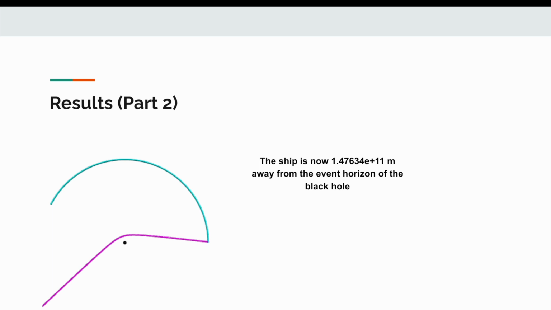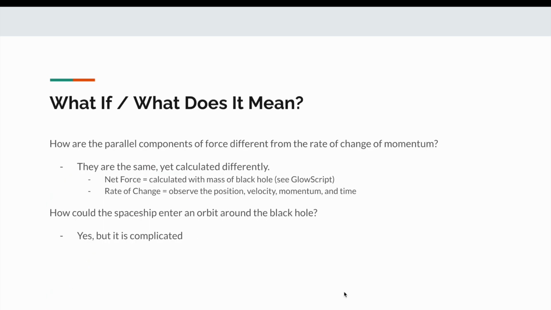For the what if and what does it mean sections, how are the parallel components of force different from the rate of change in momentum? And this is the same thing, yet they can be calculated very differently. First, for the net force, you will need to calculate the mass of the black hole, and then you can find the force. This is what we did in GlowScript. And then for the rate of change, you would first need to observe the position, and with that you get the velocity, and with that information you get the momentum and then the time, and this can be used to find the rate of change.